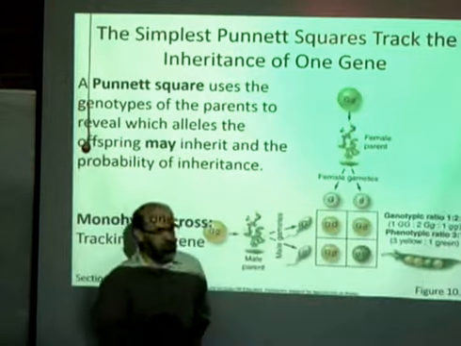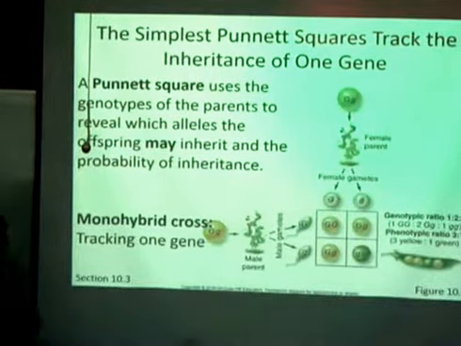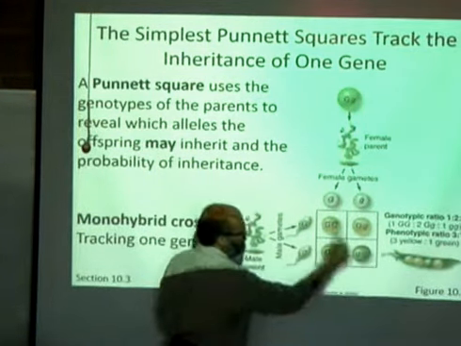Or if you go with the physical appearance of the seeds, then 3 of those are yellow and only 1 is green.